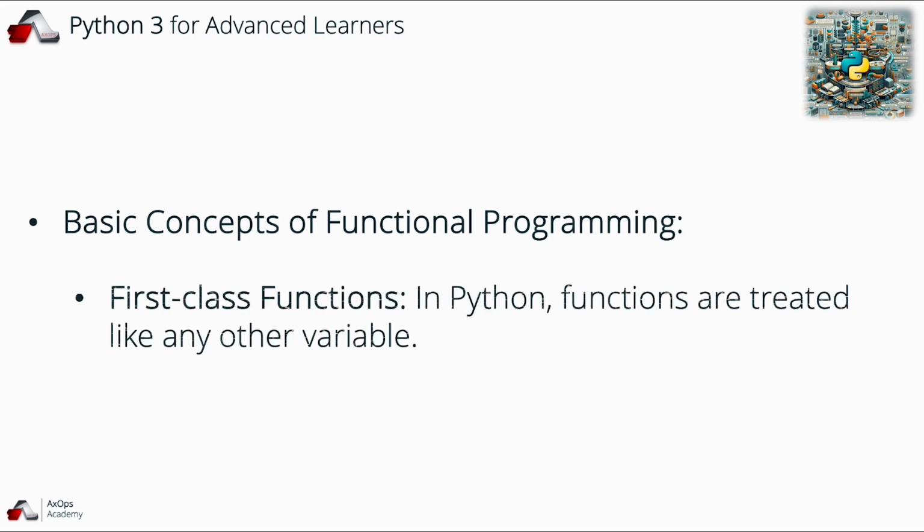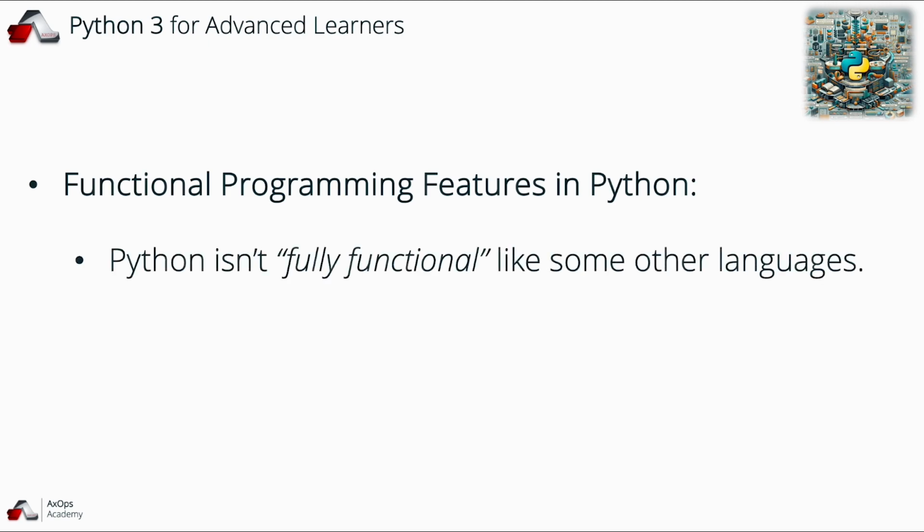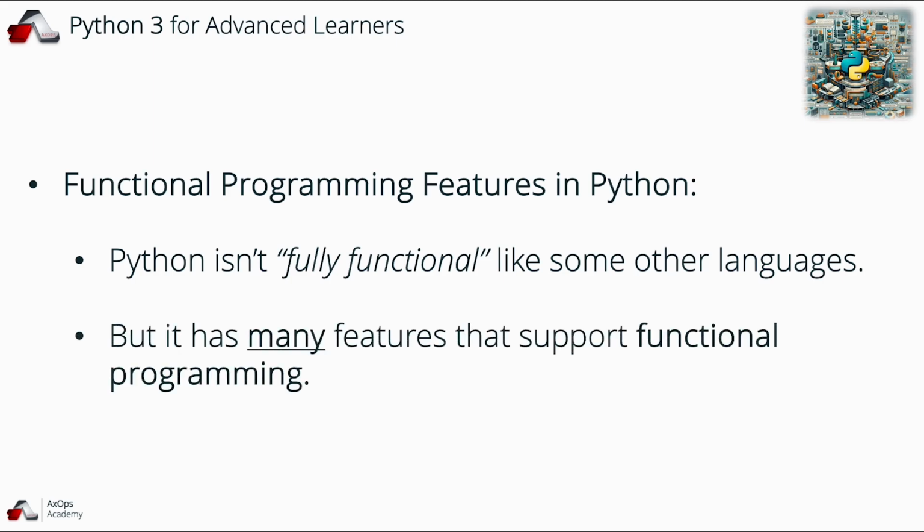And lastly, the notion of first-class functions. In Python, functions are treated like any other variable. You can assign them to variables, pass them around in your program, and do all sorts of things with them, just like you would a number or a string, for example. Now, Python is by no means a fully functional language like some other programming languages, but it does have many features that support functional programming in general.